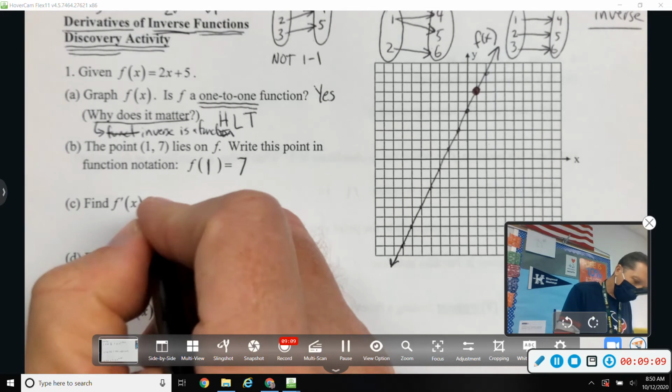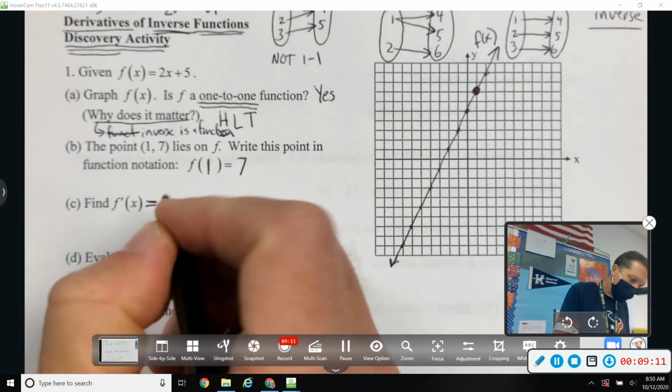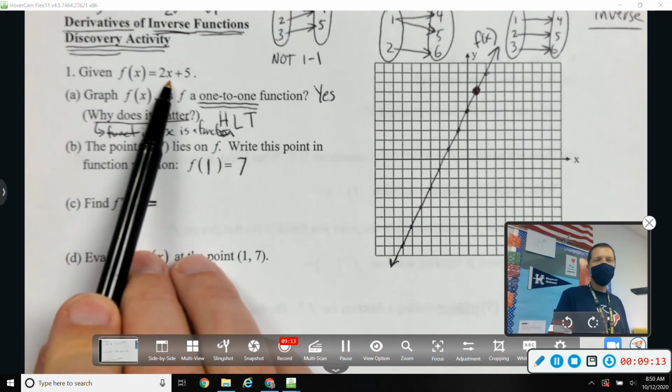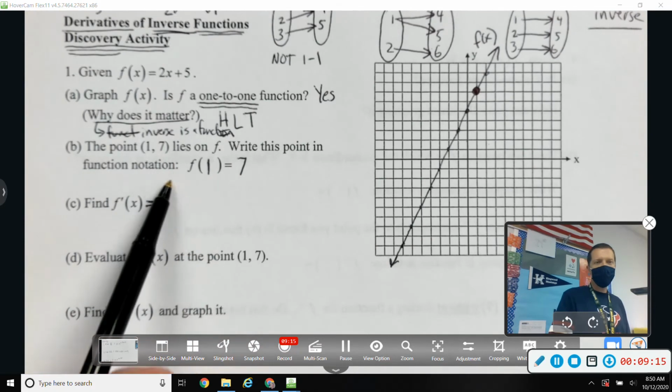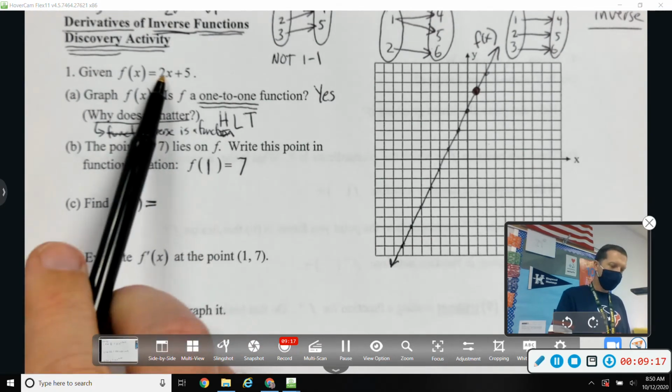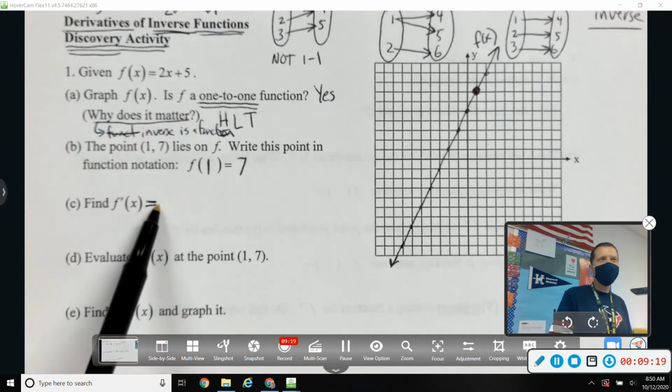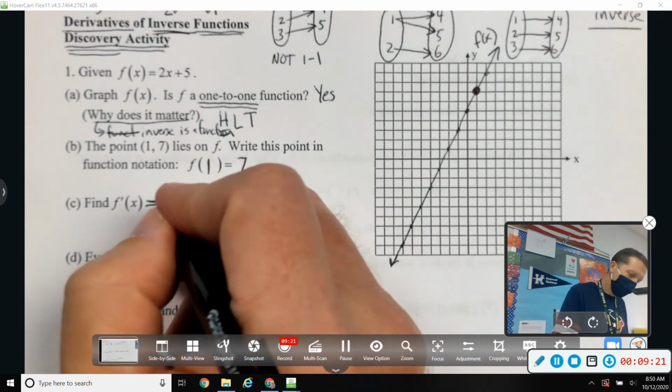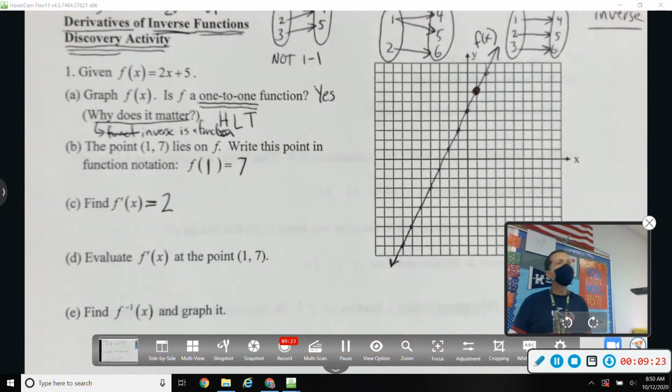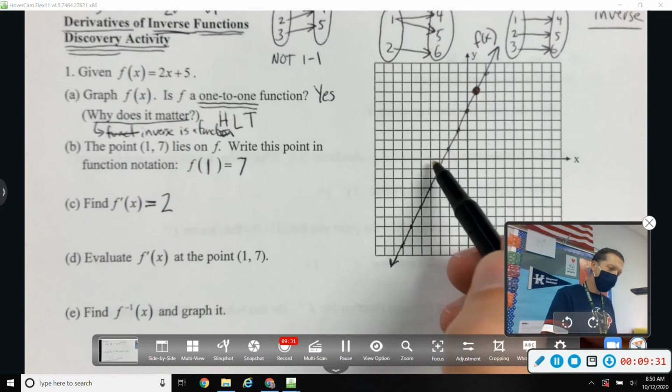All right, find f prime of x. Well, if f of x is 2x plus 5, what's f prime equal to? I heard somebody say it. 2. So a little bit unrelated to what we're doing today anyway, what's the slope of this line? 2.